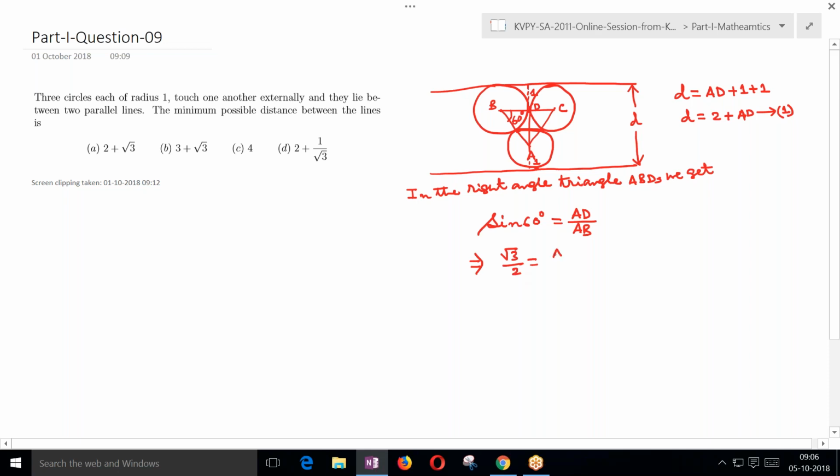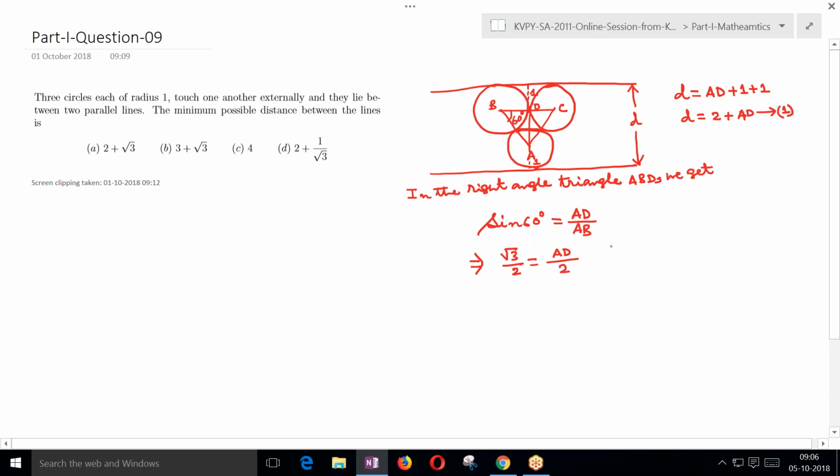by 2, and AD, and what is the value of AB? The value of AB is nothing but the sum of the two radii of the circle. That means 1 plus 1, that is 2 units. Since AB is equal to the sum of the two radii, 1 plus 1, that is equal to 2. So from here we get the value of AD is equal to root 3.